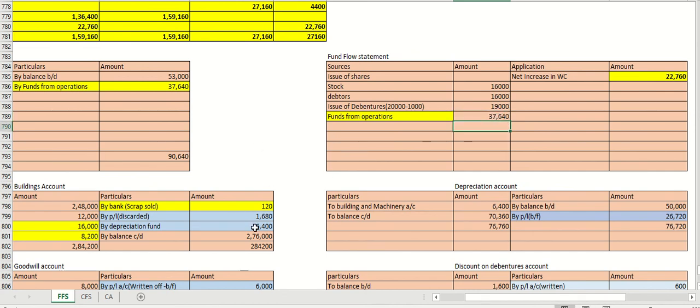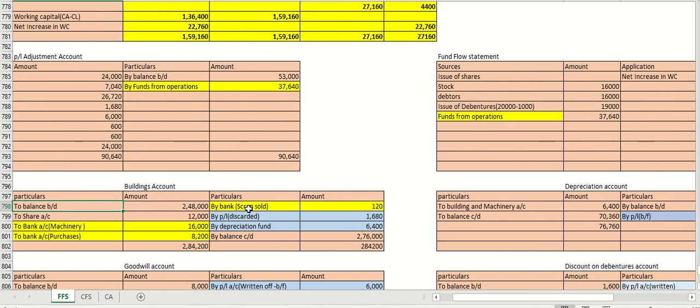Next up, we have our ledger account. So if it is by bank, it will go in your sources. If it is to bank, it will go in our applications. You have a by bank, which is scrap sale. So it is to, so sale of scrap, the amount is 120.